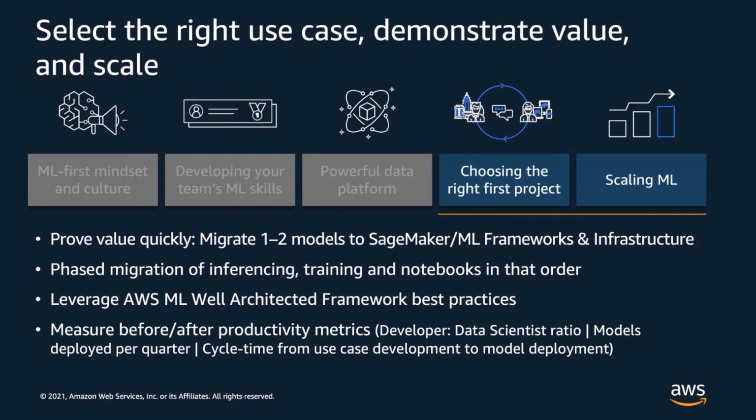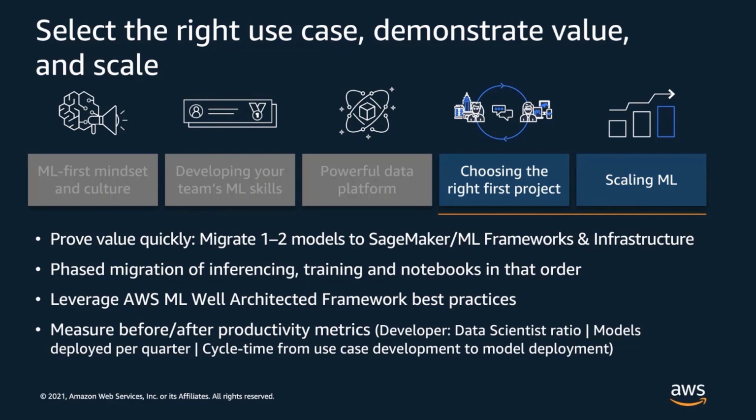And then as you develop your machine learning models in SageMaker, leverage the AWS capabilities, such as our ML well architecture framework, to understand the best practices for how you can take advantage of us and our capabilities.